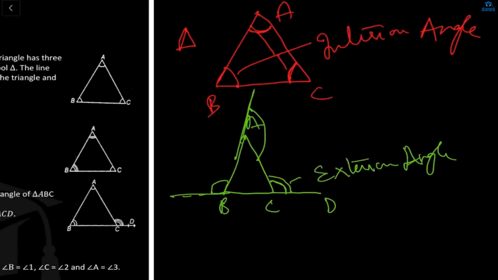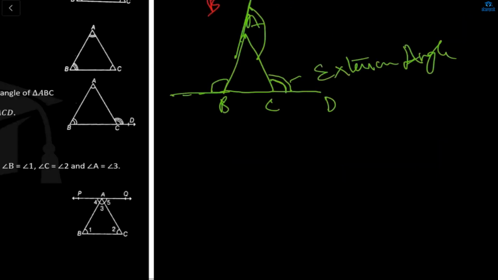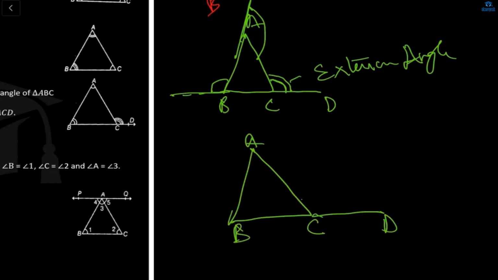Opposite interior angle means, see, let me show another figure for a clear image. A, B, C, D. This is the exterior angle. This will be equal to the sum of these two interior angles. And how will we prove it? With the proof you will understand much better.